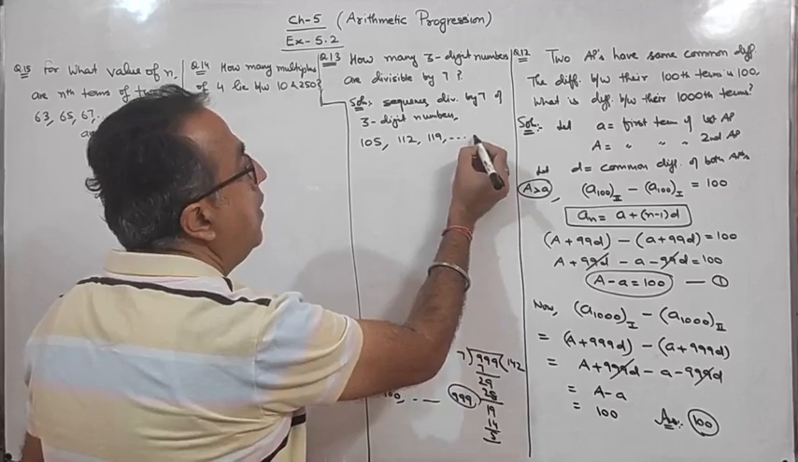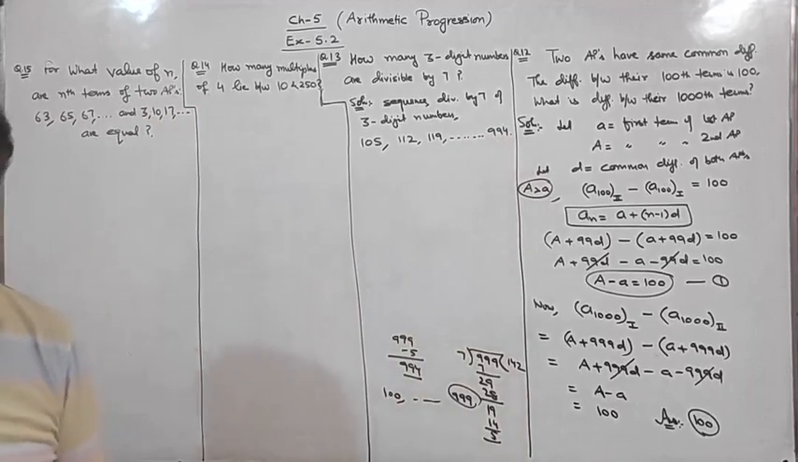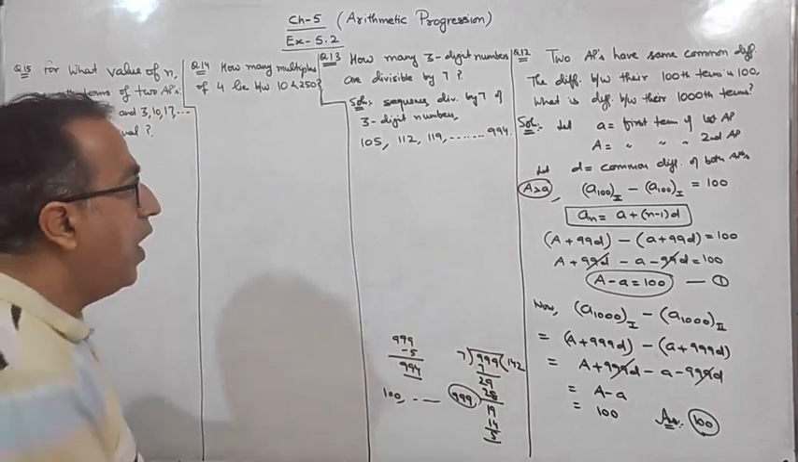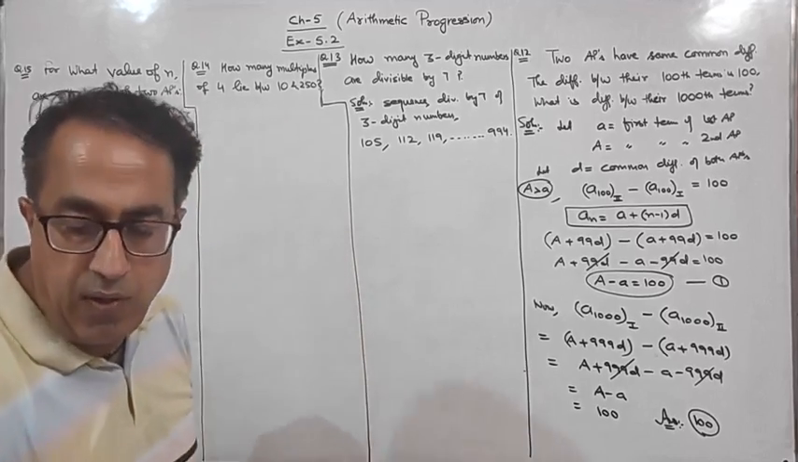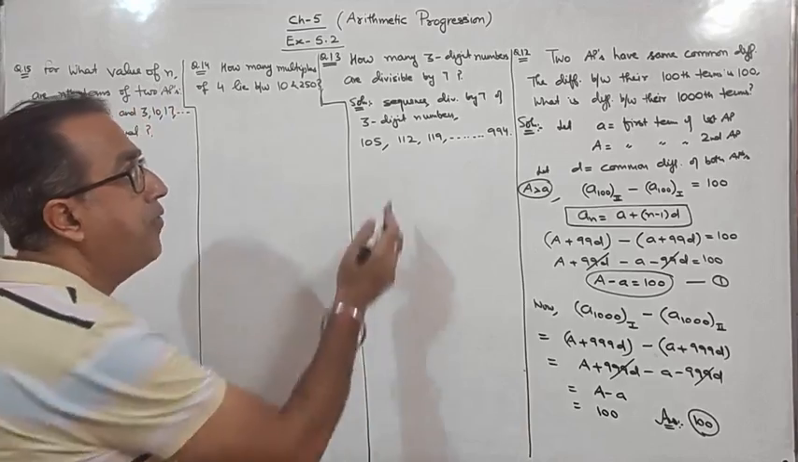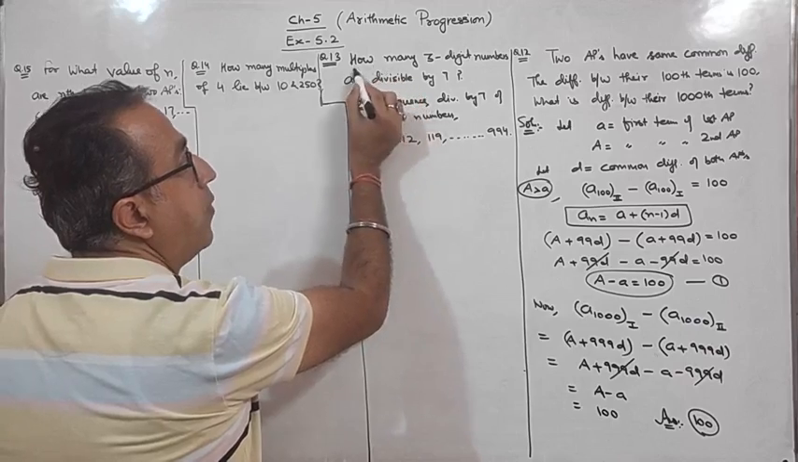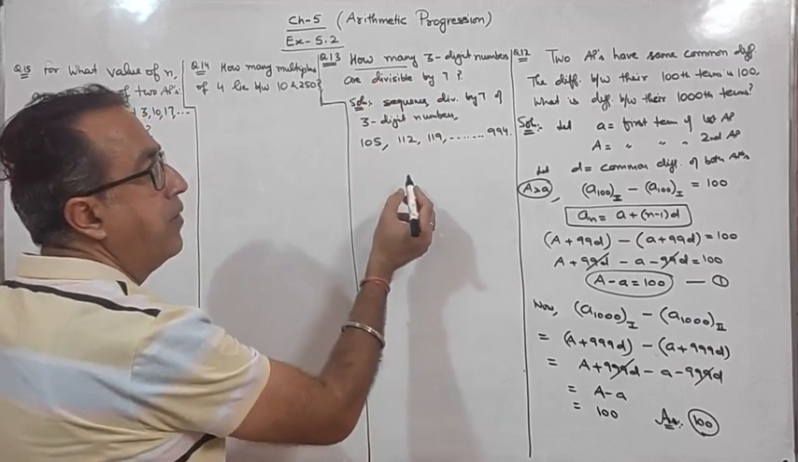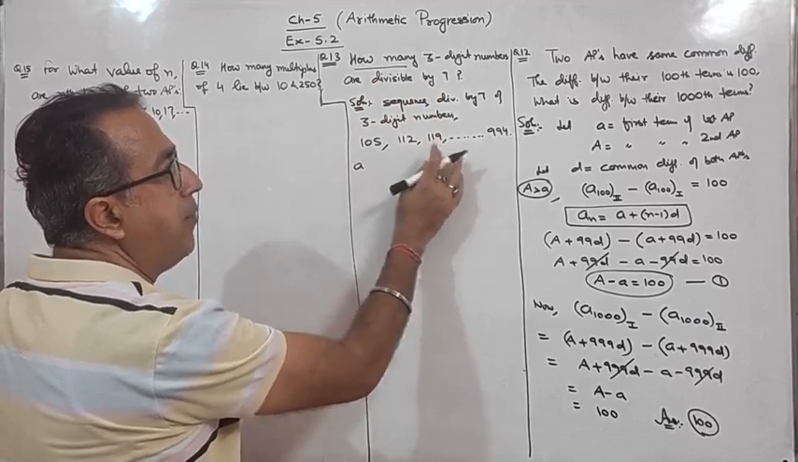994 is the last number which is divisible by 7. Now this is the sequence of numbers which are divisible by 7 of 3-digit numbers. Now we have to find out how many they are. कितने हैं ये number? The question becomes, first term is given. Now you can see it is an AP.